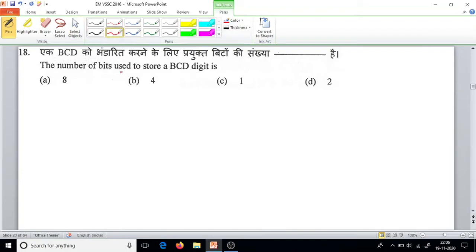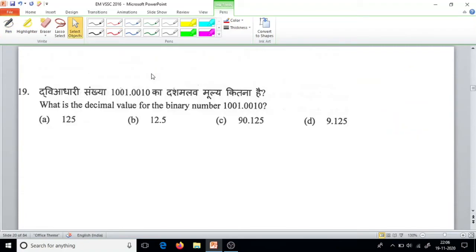Question number 18. The number of bits used to store a BCD digit is? See, BCD is binary coded decimal. We will use 0 to 9 and store like that. To store 0 to 9, if I say 9, I'll write 1001. This is equal to 9. So we need 4 bits to store a digit in BCD.